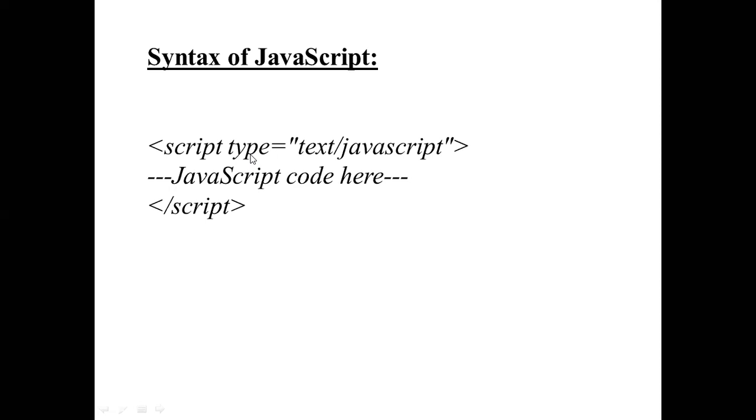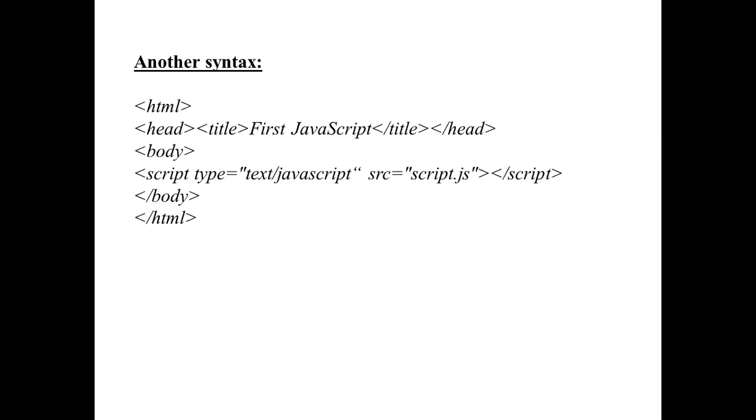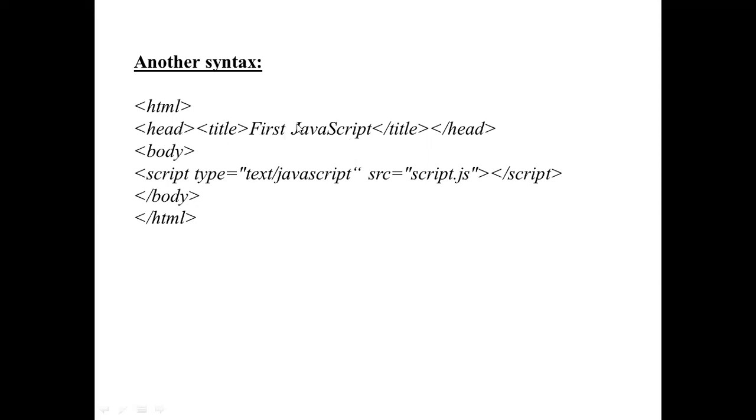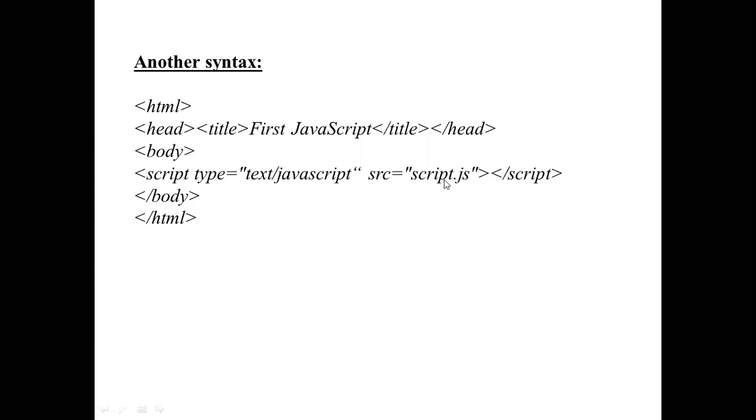So another syntax of JavaScript is, see here, HTML head title is the first JavaScript, that is the title of the web page. Next, in the body you write script type equal to text slash JavaScript. Here we give the link for a .js file, that is a JavaScript file. First we write the script.js file. In that JavaScript file we write the JavaScript code, and we link that file in the HTML file. So that is external.